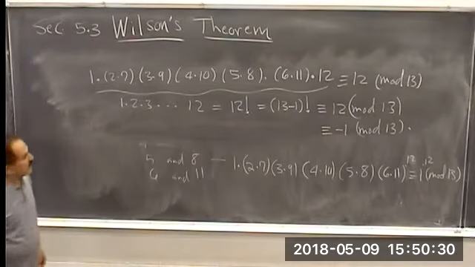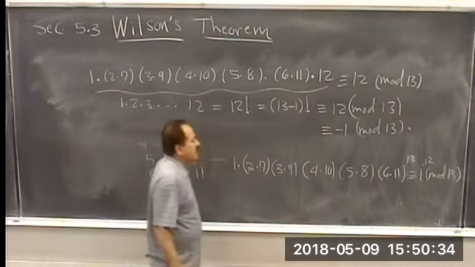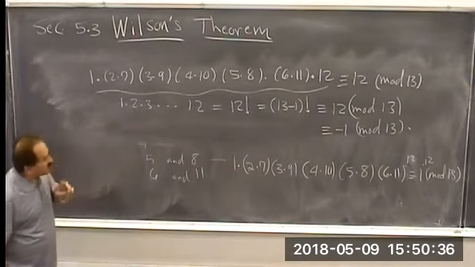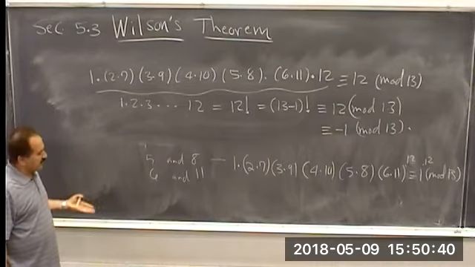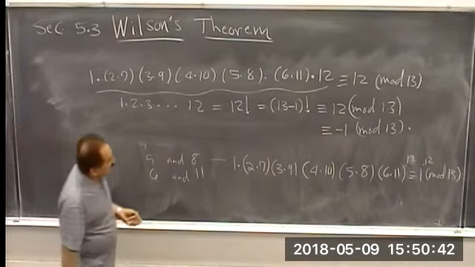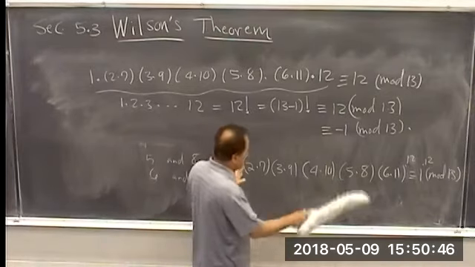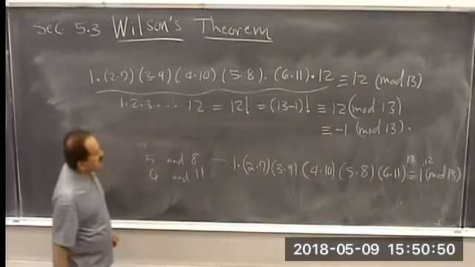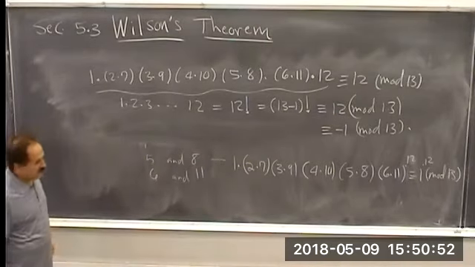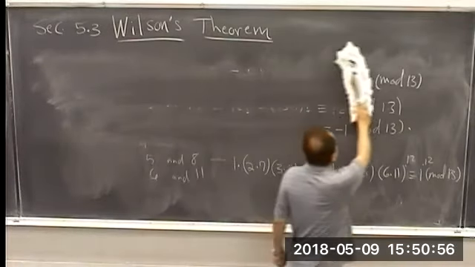All right, so the key idea in the proof here is to pair each number with its inverse. And it turns out that, as I mentioned, the only numbers that are their own inverses are 1 and p minus 1, and for all others we're going to show they have an inverse that is not their own. All right, so we're going to proceed now to the proof of Wilson's theorem.